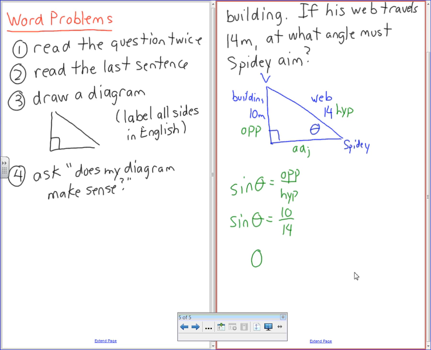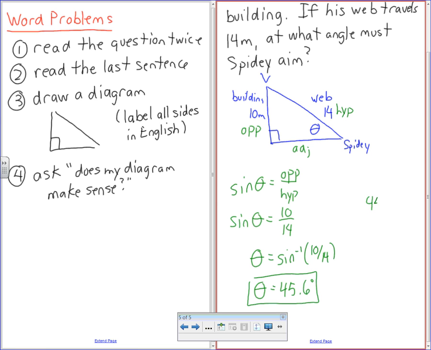But how did you get that? Okay, so sine inverse, bracket, 10 divided by 14, bracket, and that equals 45.6. Does it really matter if it's rounded? It should be rounded always.